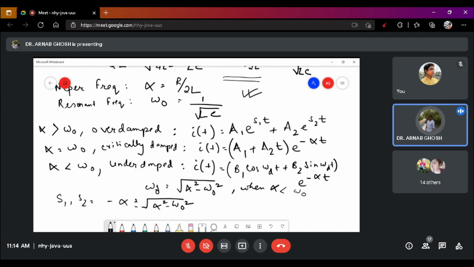So this is the natural response of the RLC series circuit. Rest, you can compare on your own, and you will see everything is the same as that of the parallel circuit. Only the calculation of alpha will be different. Hence the calculation of s1, s2 will be different, and you get the expression for i(t).